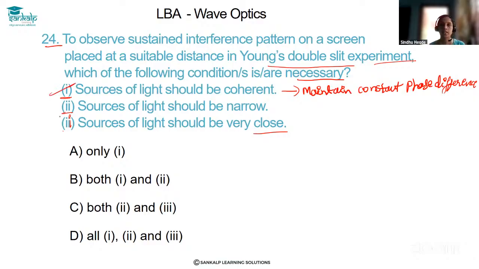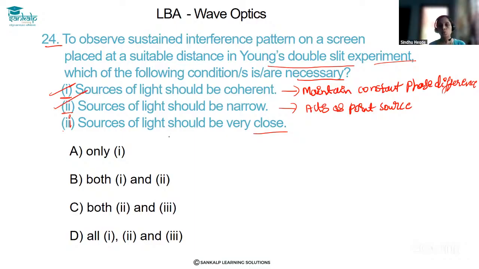So first statement required. Second one, sources of light should be narrow. Yes, this is also necessary. Why? Because this light source should be narrow, it acts as a point source and produces significant diffraction. So sources of light should be narrow is also necessary.